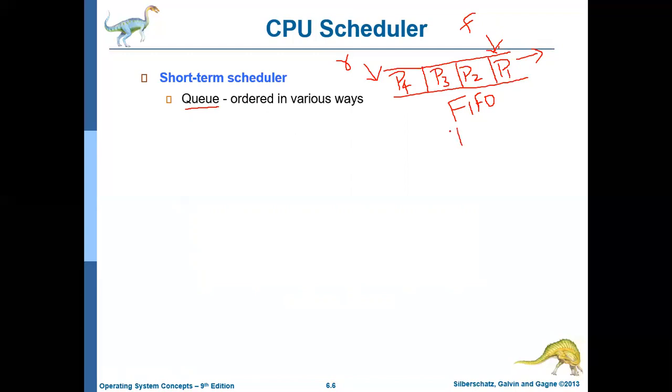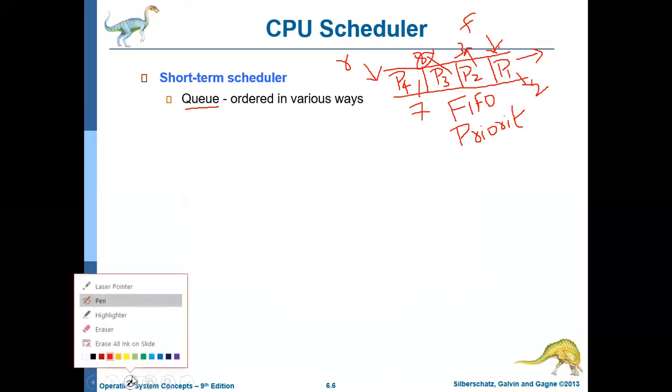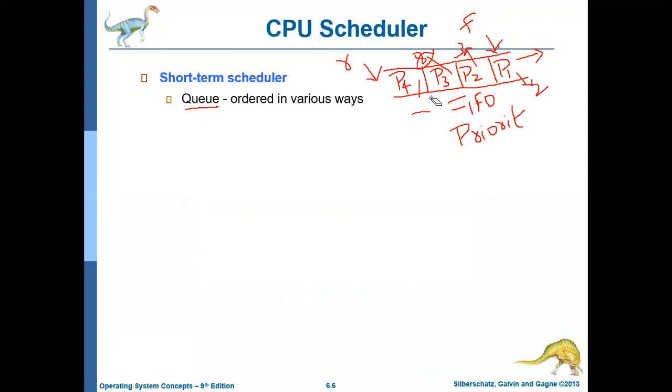It can be of other styles also. Maybe it may be a priority queue. It is not that it should be only a FIFO queue. In a priority queue, the process with the highest priority will get the processor first. Maybe this process may have a priority of 2, this may have 3, whereas P3 has a priority of 8, and this may have 7. So in this case, the process with priority 8 may get the processor first. So that's the point here: the queue need not be a FIFO queue. It can be of some other type also.